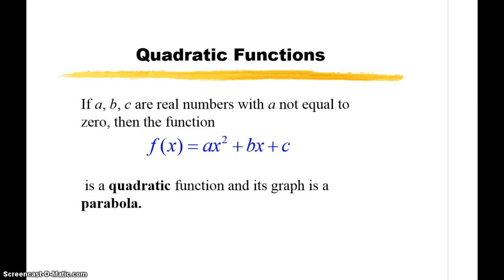So recall that if a, b, and c are real numbers, and a is not equal to 0, then the function f of x equals ax squared plus bx plus c is what we call a quadratic function. Its graph also has a specific name. It's called a parabola, as you might remember from looking at the graph of x squared in the previous section. And quadratic functions are examples of polynomial functions, which we'll get into later in the chapter. So remember that for that.